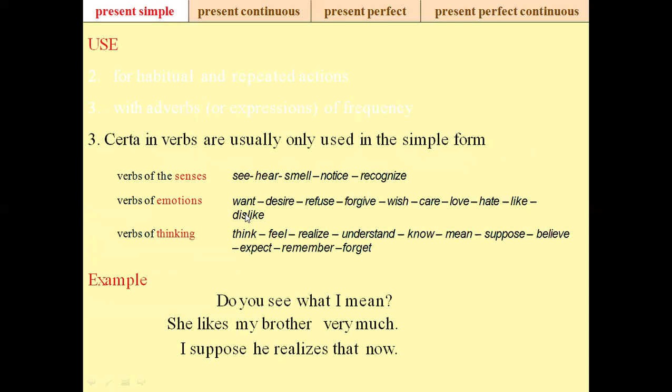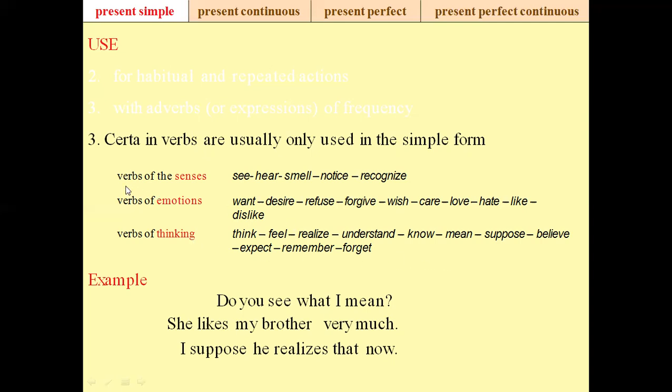Now we will read the third use of the simple present tense. Certain verbs are usually only used in simple form. There are some verbs in the English language for which we use only the simple present tense. So these are the three types of verbs which we can use in the simple present tense.